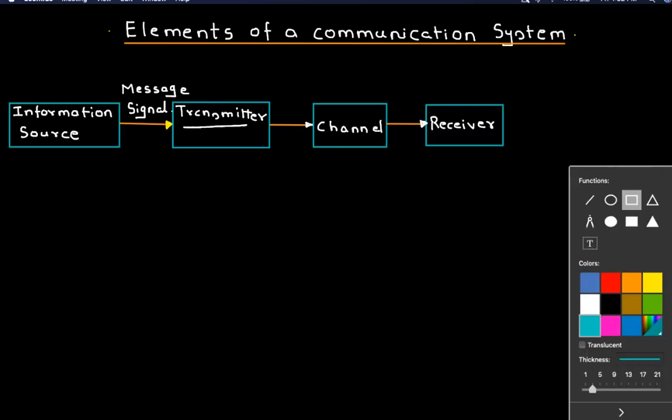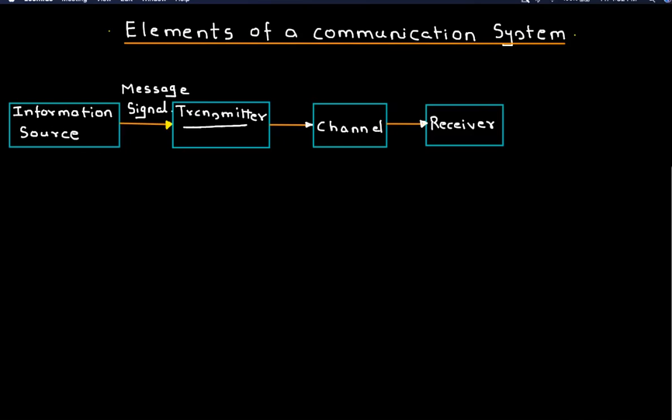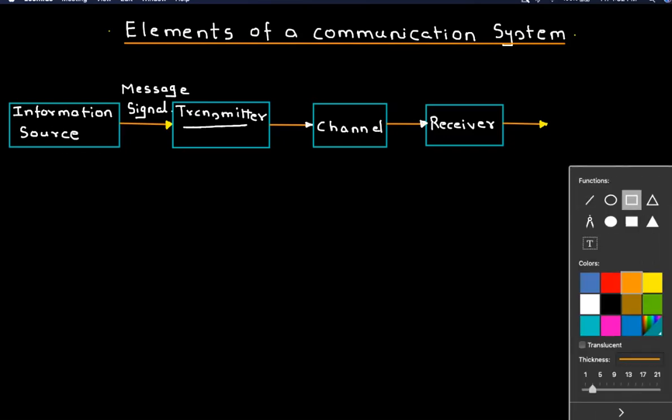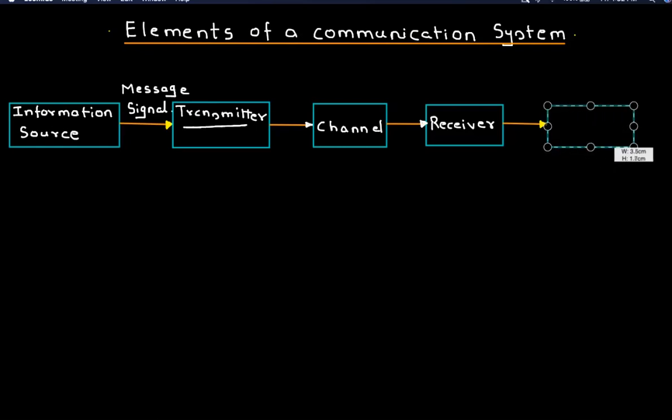Okay. Now receiver is not the person. It is some device. Transmitter and receiver are two devices. Then you have another person on that side. You can call that the user of the information.